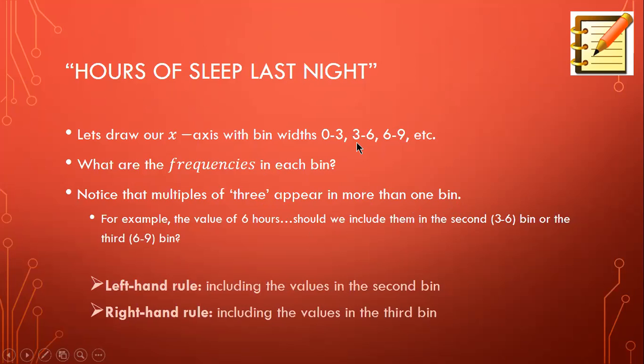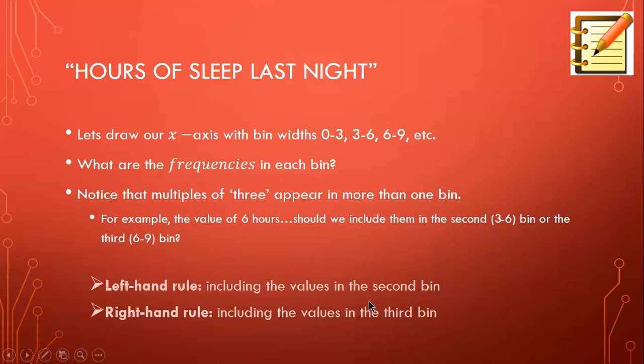Which one should we include it in? Should we include the 3 in the first bin or the second bin? Should we include the 6 in the second bin or the third bin? Which bin should it be included in, or should it be included in both of them? For this one, you guys are answering this question: the value of 6 hours, should we include it in the second bin or the third bin? Well, here's the thing, guys. You can choose which bin to include it in as long as you make that clear.